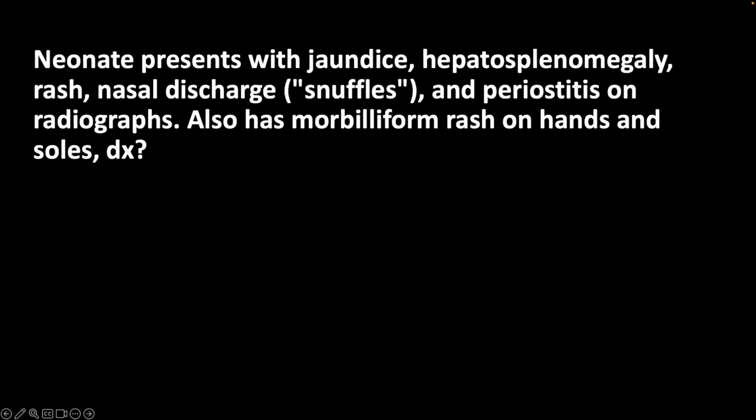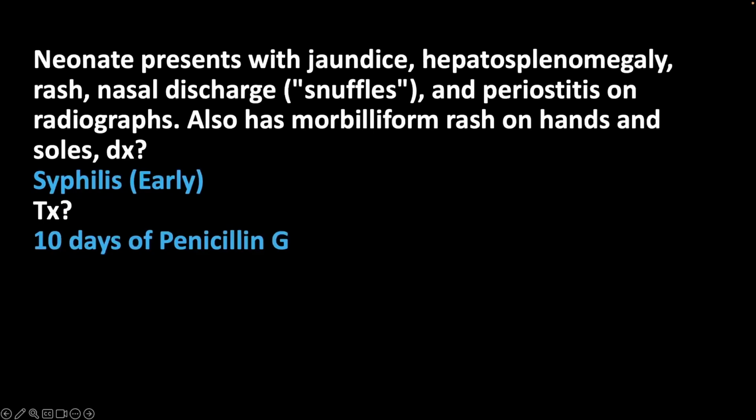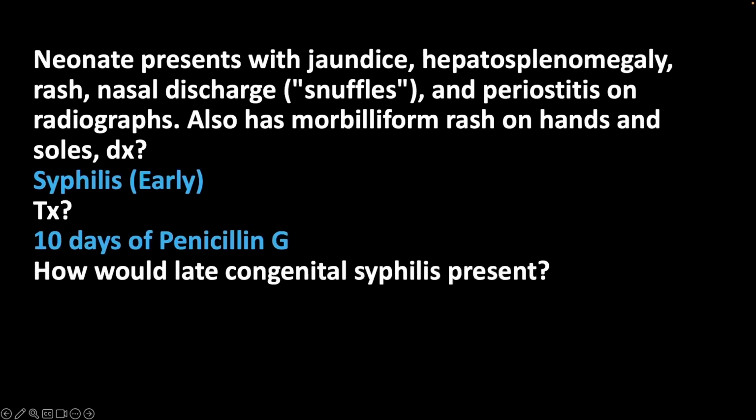Now we have a neonate that presents with jaundice, hepatosplenomegaly, rash, nasal discharge, and periosteitis on radiographs. They also have a morbilliform rash on their hands and soles. This would be syphilis, early syphilis. And how do you treat this? 10 days of penicillin.